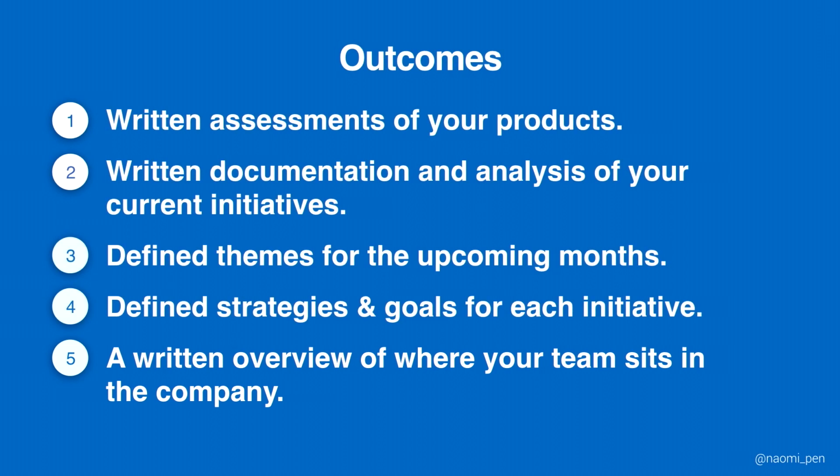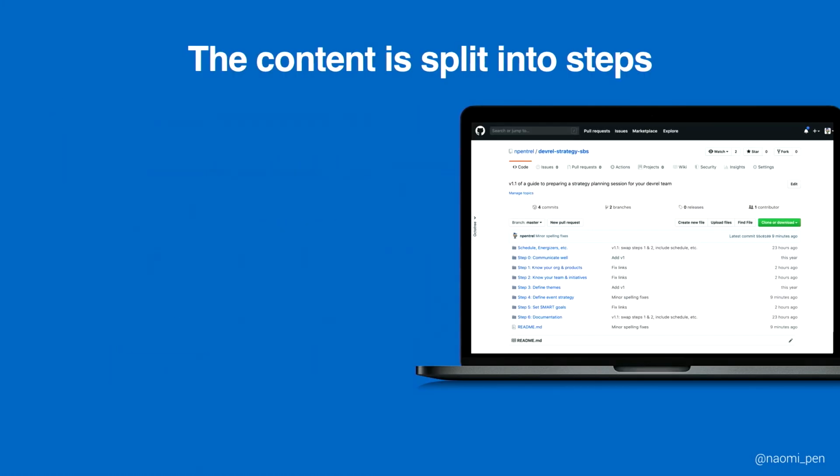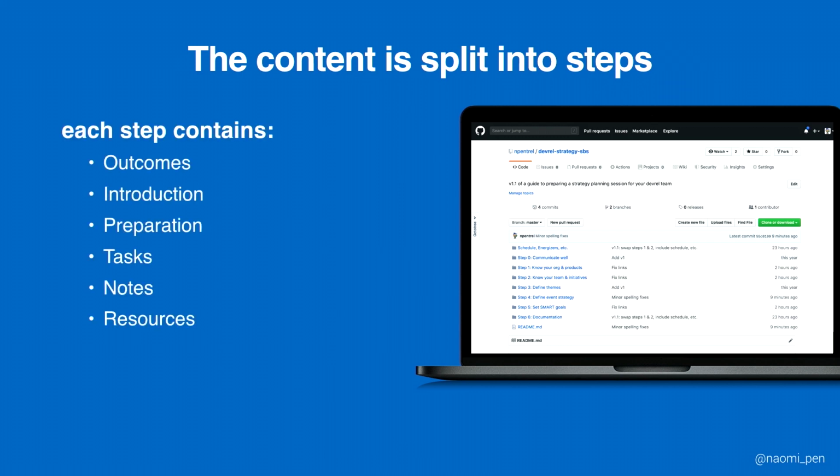So, getting started with what the framework looks like, this content that I've put together is split into different steps. Each step has a folder, and in that folder is a README with some information for you that contains the outlines, the outcomes for each section, an intro, some tasks for you to do to prepare, the exercises that you're going to be going through with your team or alone, some notes, and then the resources and sources where this material came from.